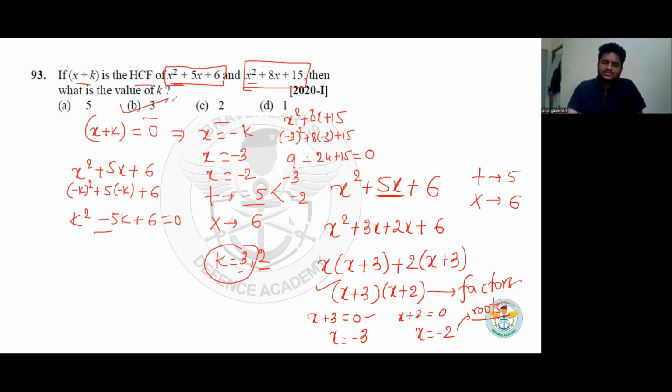If you are getting the correct answer for some number, don't check the other way. It's okay. If you have the option, then mark that option. Otherwise, if you have to check also, what will happen?